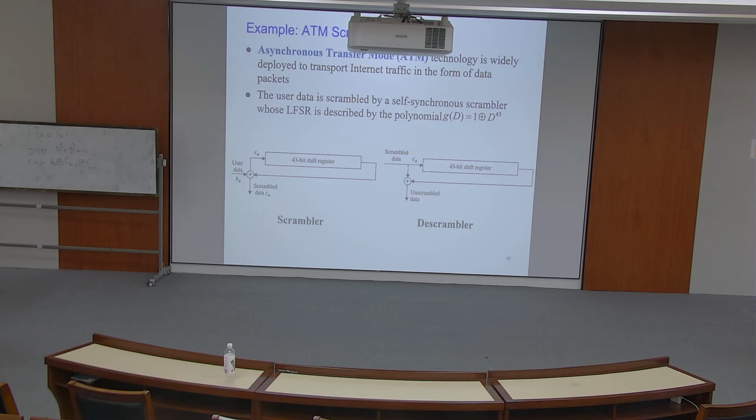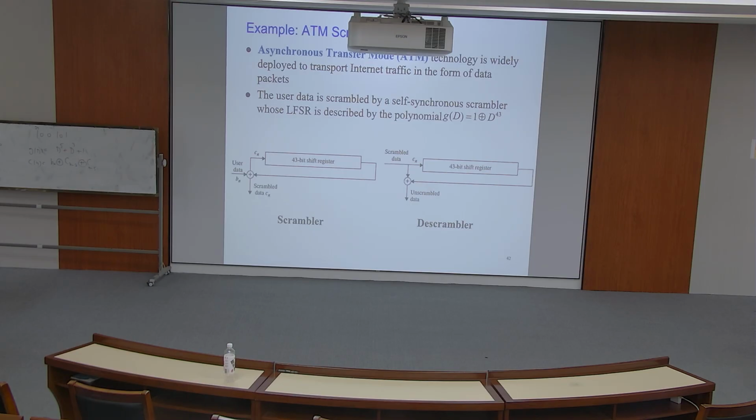Now, the ATM scrambler. What is the ATM scrambler? Asynchronous transfer mode technology is widely deployed to transport internet traffic in the form of data packets. The user data is scrambled by a self-synchronous scrambler whose LFSR is described by this polynomial, 1 plus P raised to the power 43.